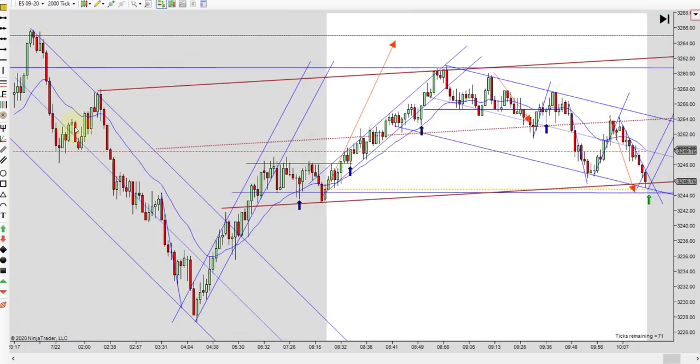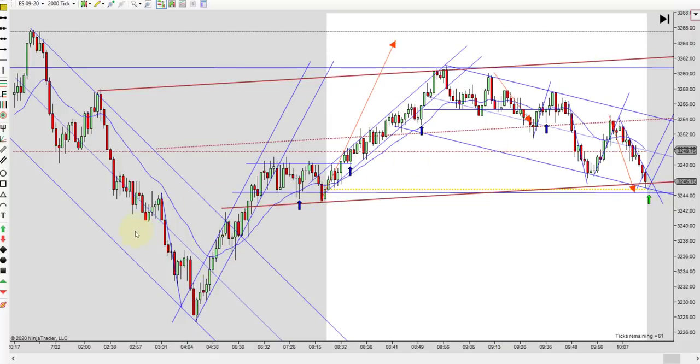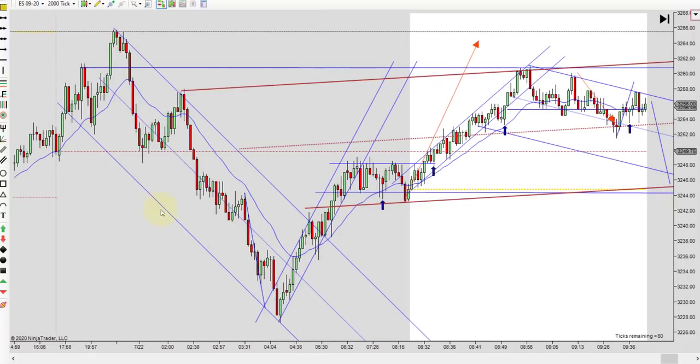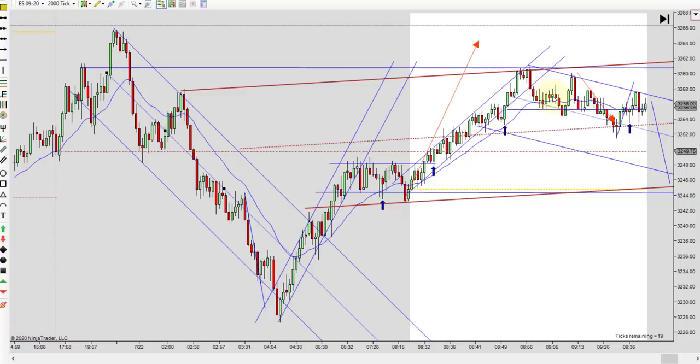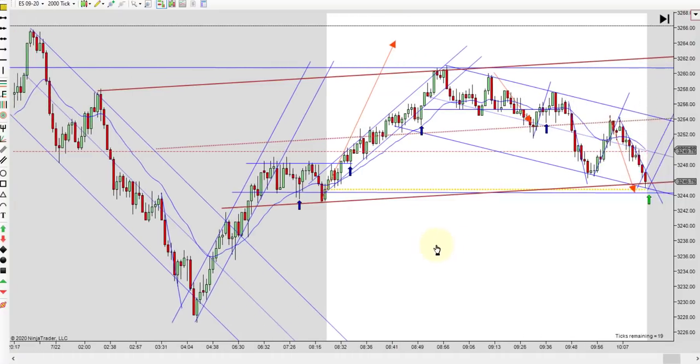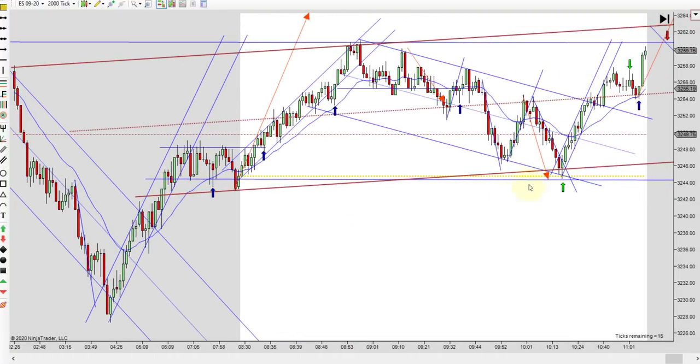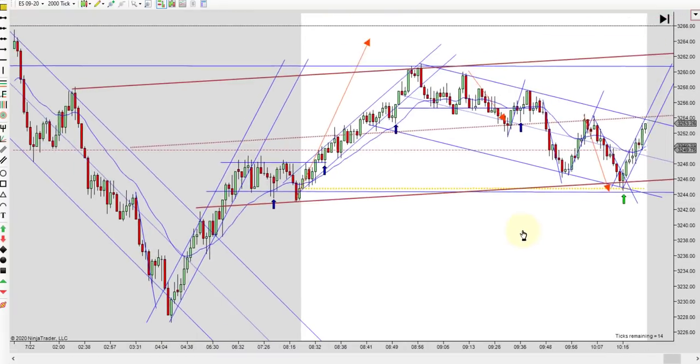Early on, we had this two-tier channel working down, and we just reversed. I mean, there's no overshoot here. Actually, it's possible there was. This might have been more like so, and that does tend to fit better. And by that, you get an overshoot. A lot of times when you get an overshoot, you don't get a retest. Prices just go the other way. And so that would explain that.